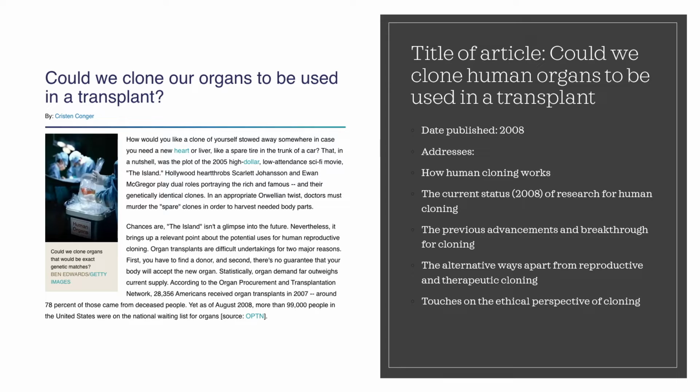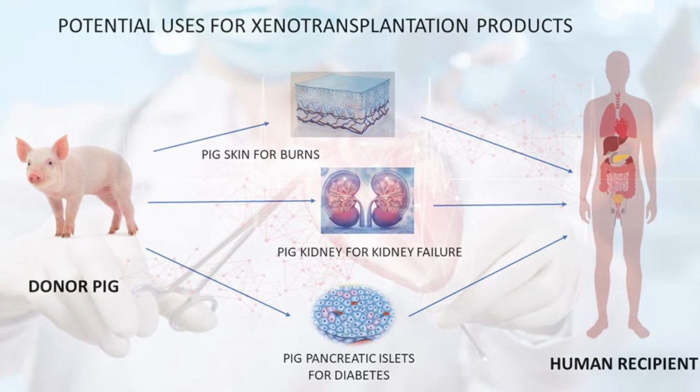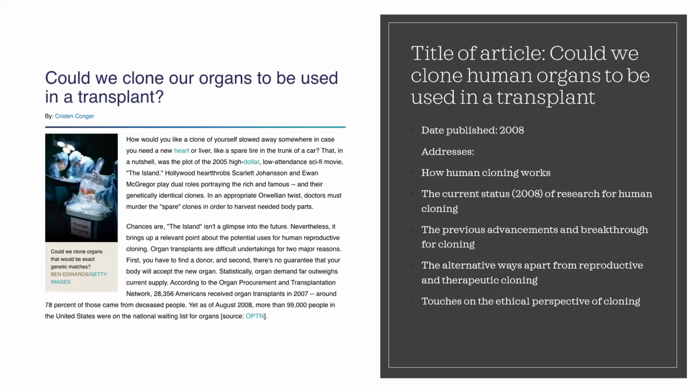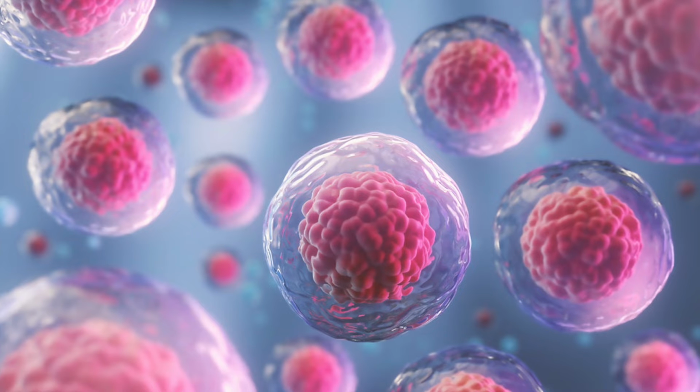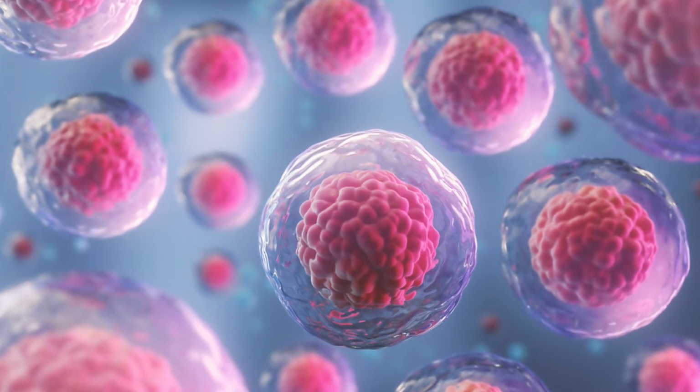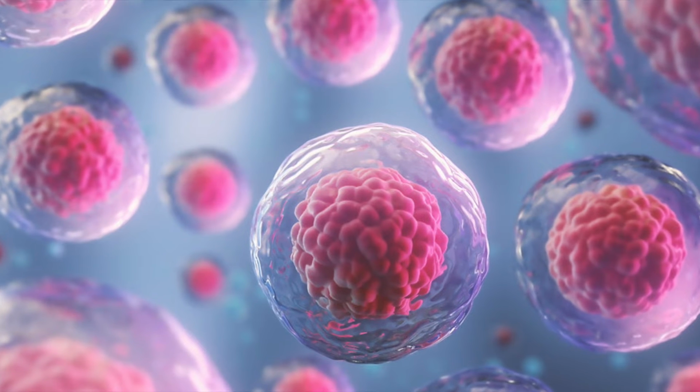The next topic that the article addresses is the alternative options instead of therapeutic and reproductive cloning. These alternatives are xenotransplantation, which involves transplanting animal organs into humans. The other alternative is to get stem cells from adults and to regulate the 4 genes that influence the cell differentiation. Then the scientists reprogram the cell to become pluripotent.